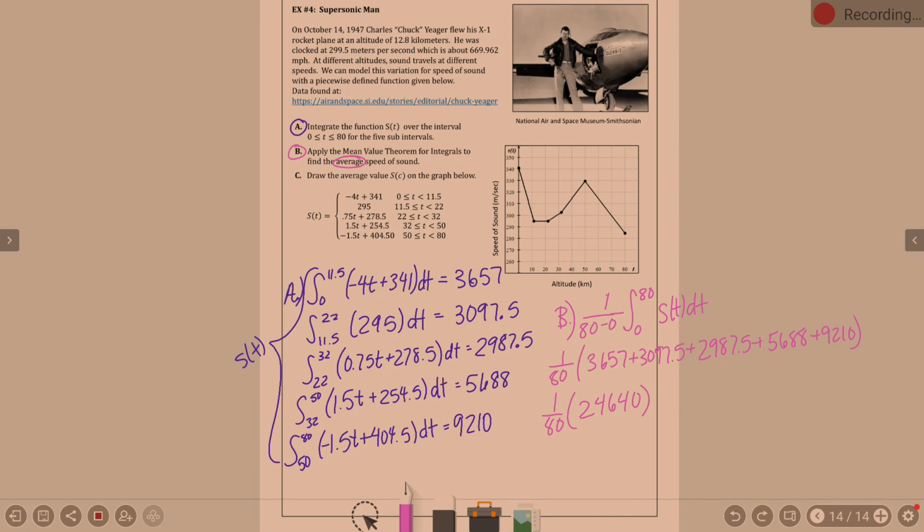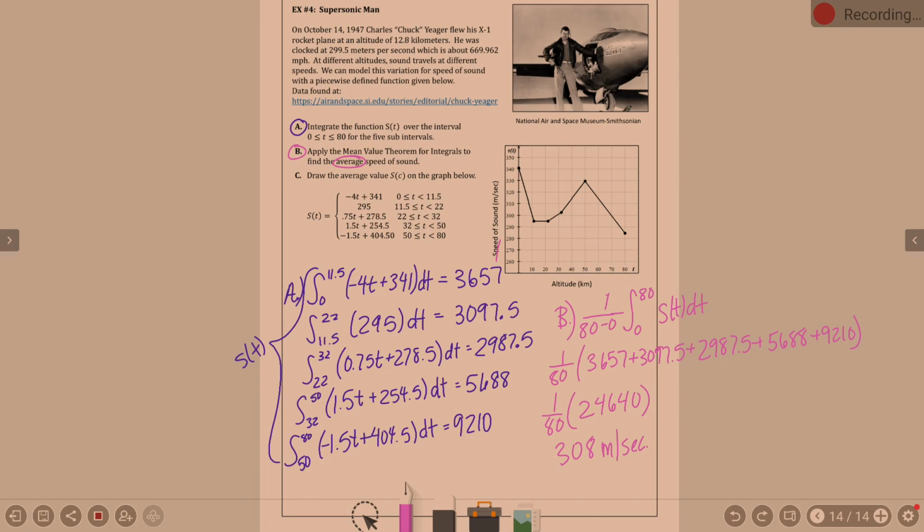308 what? Right, because we're talking speed here. Meters per second.